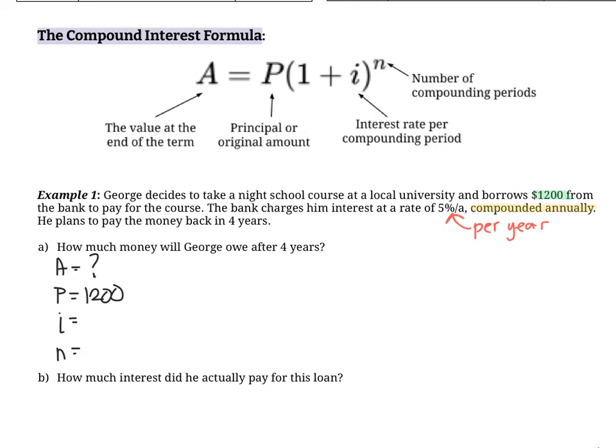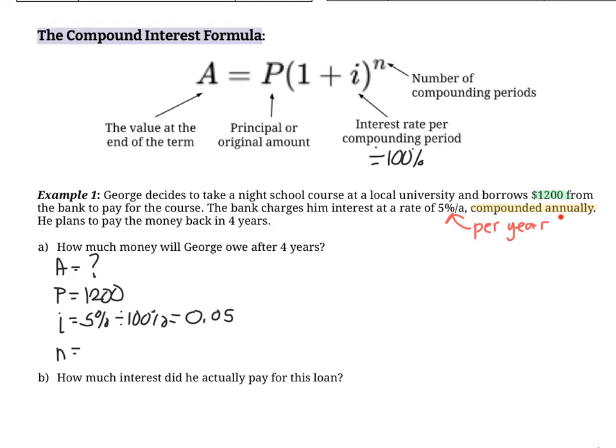I stands for the interest rate. Do we know the interest rate? Yes, it's 5%. Now, whatever interest rate we put in here has to be converted from a percent to a decimal. So I'm going to write a reminder that we're dividing by 100. We're going to take our interest rate, which is 5%, and divide it by 100. And as a decimal, our 5% is 0.05. This says it's compounded annually.